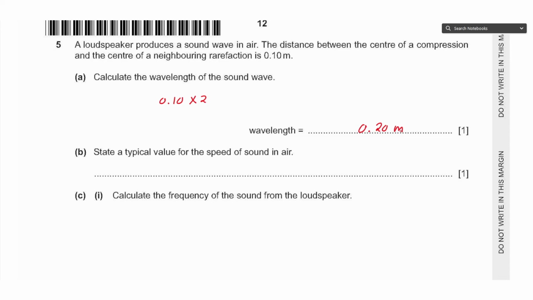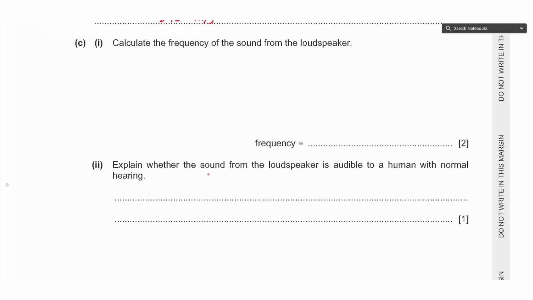B says state a typical value for the speed of sound in air. The most common value is 340 meters per second. CI says calculate the frequency of the sound from the loudspeaker. Frequency is equal to speed divided by the wavelength. We divide 340 by 0.20 to get an answer of 1700, and the unit for frequency is hertz.